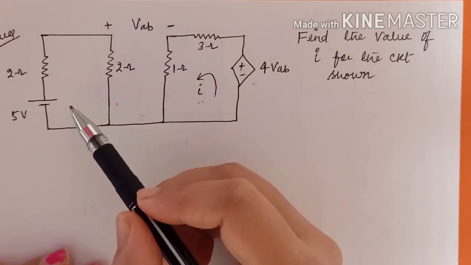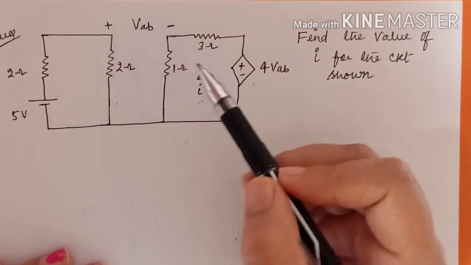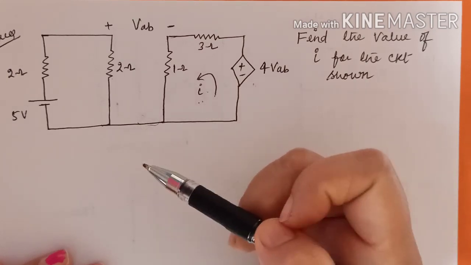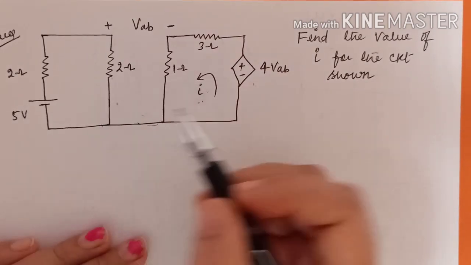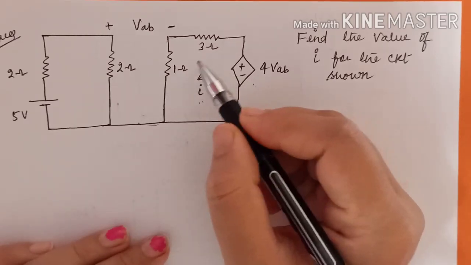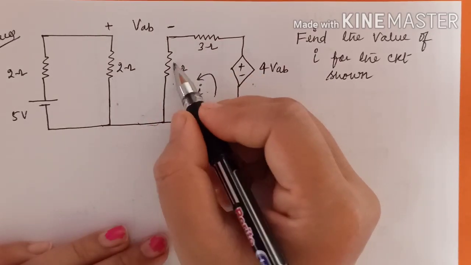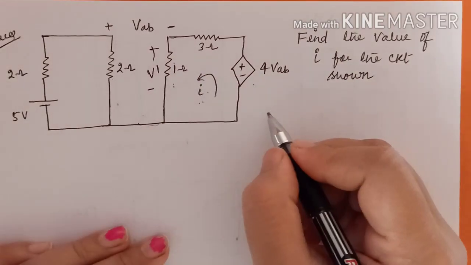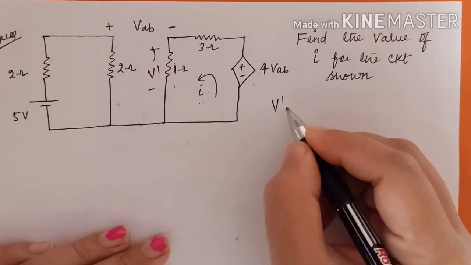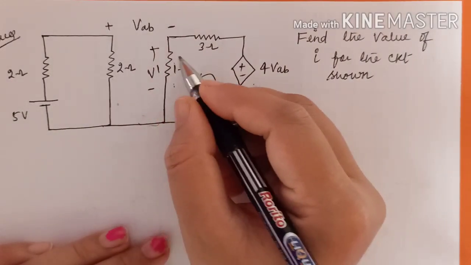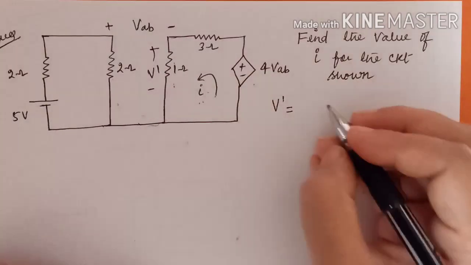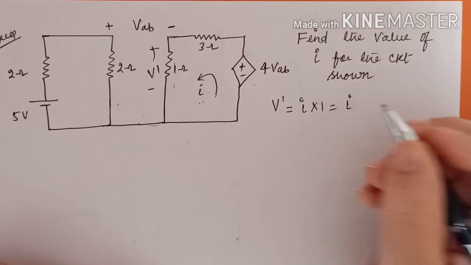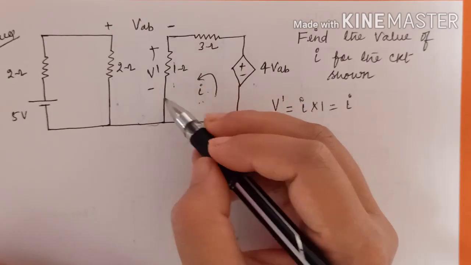So for mesh analysis you need to first identify the loops. So this is one loop, this is another loop, and this is also one closed loop. Clear? Now apply the KVL equations. So let's say I am applying the KVL equation here. Let's say the voltage across this 1 ohm resistor is V dash. Clear? So V dash will be the voltage drop across the 1 ohm resistor. What is the voltage drop across the 1 ohm resistor? Current flowing through this 1 ohm resistor times the resistance value. So I is the voltage drop across this resistor.